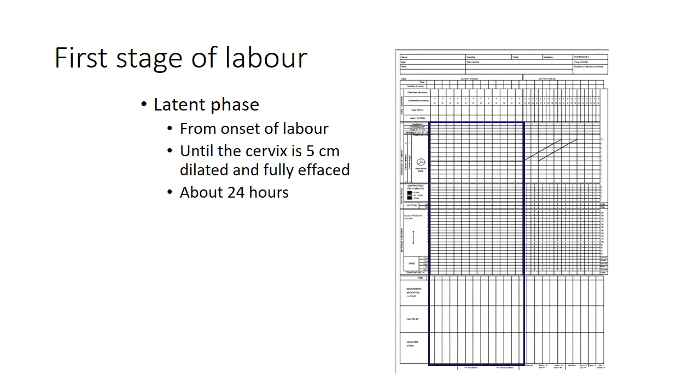The first stage of labor, the latent phase of labor: so you've made the diagnosis now, and you can plot on the left-hand side of the partogram. There is space for 12 blocks, so you can use one for every 2 hours, and fit in the full 24 hours on this side. This is from the onset of labor until labor reaches 5 centimeters. And as I said earlier, this can last about 24 hours.